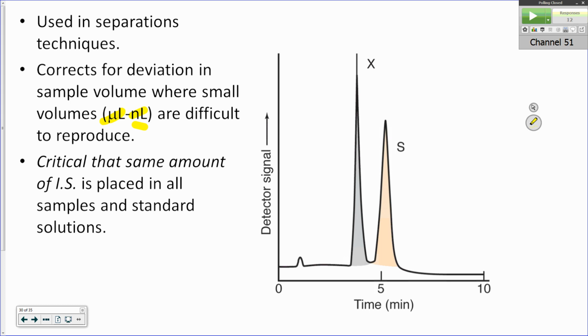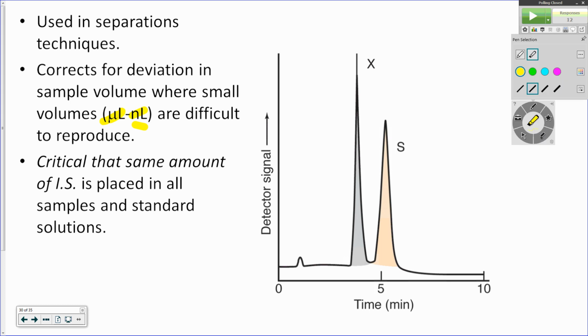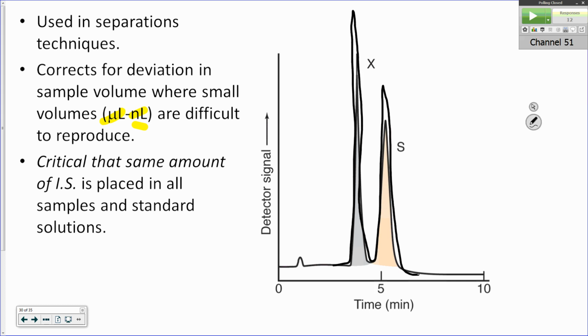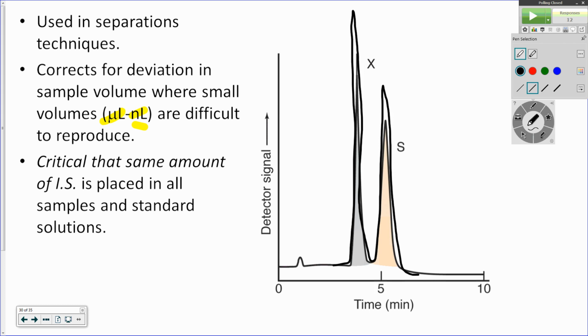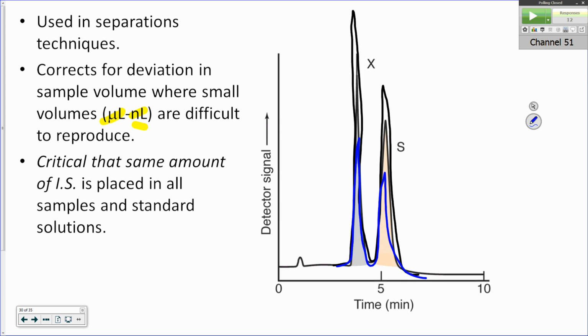But what we can do is take this ratio and realize that as this ratio changes, if I inject too much sample, this is my unknown, the signal from the internal standard would have gone up by exactly the proportional amount. And if I had injected too little sample, that would have had a similar effect. As long as I take the ratio of the signals, it automatically corrects for my variation, or deviation, in sample volume. So it's a powerful technique to help us improve our statistics.